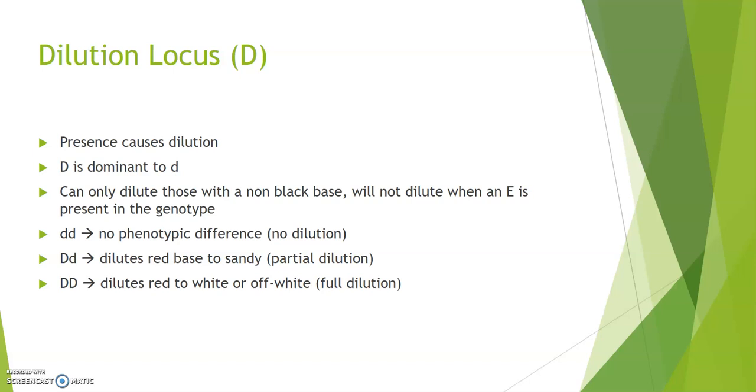So basically, as dilution would imply, when you have 2 large D's, you see that at the bottom, it's going to dilute it completely. A heterozygote is going to take what we would usually have as a red base and dilute it to sandy, and then homozygous small d, there's no dilution, okay? So this one's pretty straightforward. If you understand what the word dilute means, you understand that the homozygote dominant here is going to dilute completely.